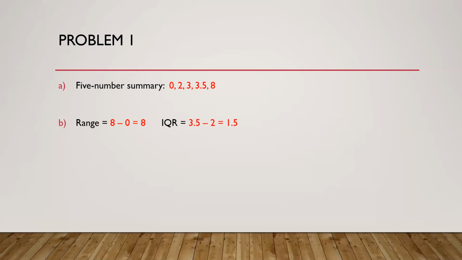So in B, the range would be the difference between 8 and 0, the maximum and the minimum. And the IQR would be 3.5 minus 2, which is 1.5.